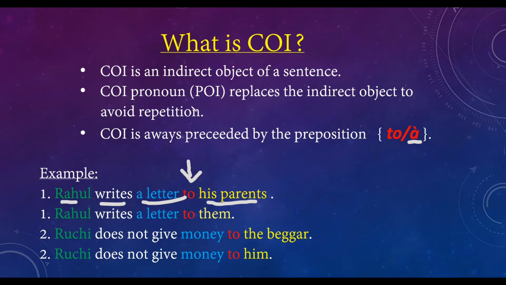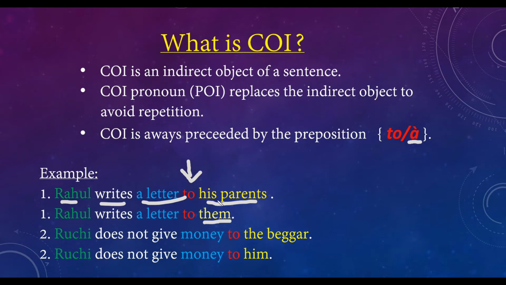COI pronoun or a POI replaces the indirect object to avoid repetition. Now, like any pronoun in French or in English or any other language, a pronoun is used to replace a noun and avoid repetition. If a noun already has been introduced, we use a pronoun to replace it and make our sentences look lexically and grammatically more correct. Therefore, you can see here in the second sentence, I have replaced the indirect object, parents, with the indirect pronoun, which is them.